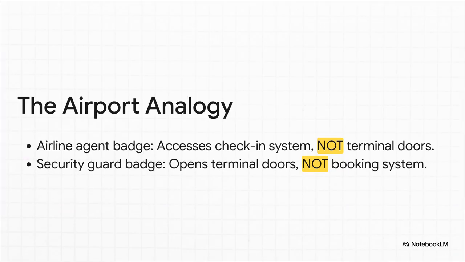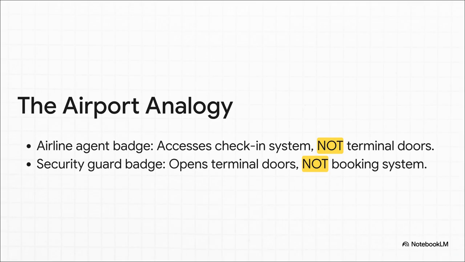The airport is a perfect real-world example of this. Think about it. An airline agent's ID badge will get them into the booking system, but it's not going to open the main terminal doors. A security guard's badge, on the other hand, can open those doors, but there's no way it's going to let them log into the airline's check-in computer.